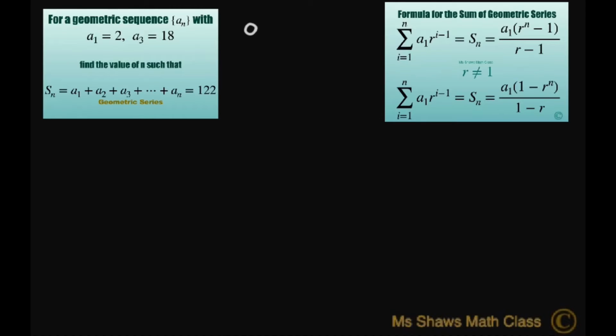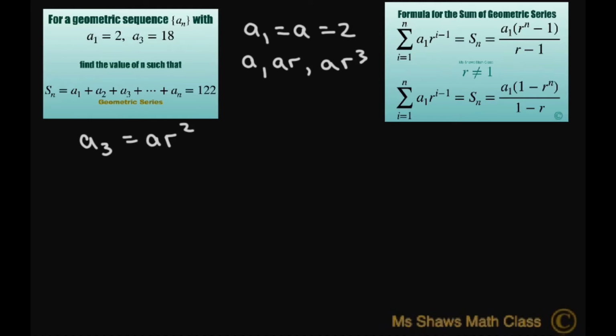Let a sub 1 be your first term, which equals 2. So a sub 3 is basically your first term times the common ratio that's been multiplied 2 times to the first term. So this is your first term, this is your second term, and this would be your third term.